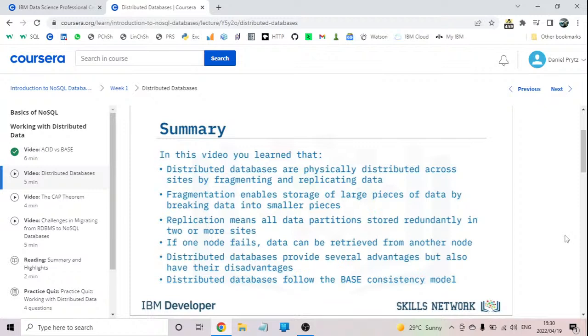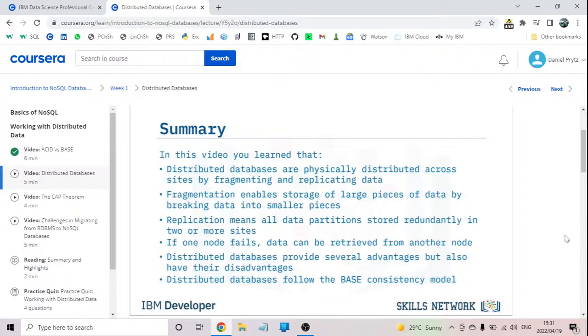All right, so in keeping with the theme of the work we've done today, I will go through it. Distributed databases are physically distributed across sites for fragmented data, so similar to sharding, you can create different versions of the data and put it on different servers, I guess, databases, in different locations and link them all together. Fragmentation allows storage of large pieces of data by breaking the data into smaller pieces. Replication means that all data partitions are stored redundantly in 2 or more sites, so synchronization also occurs. Distributed databases provide several advantages, but also have their disadvantages.